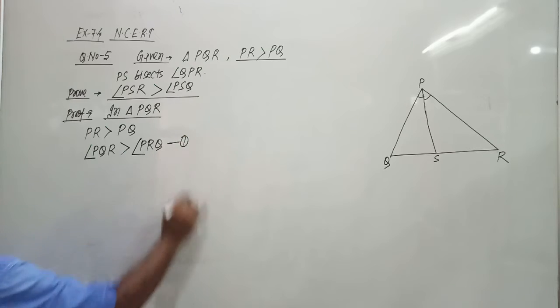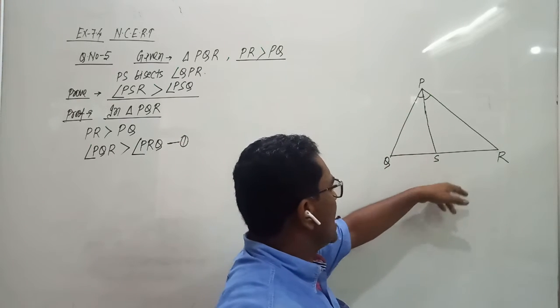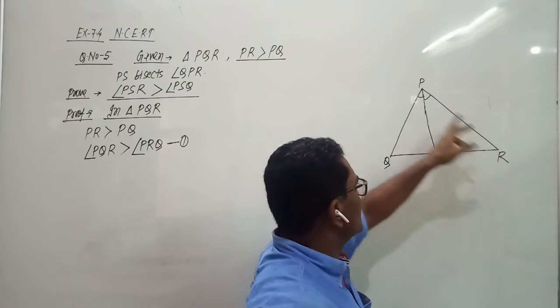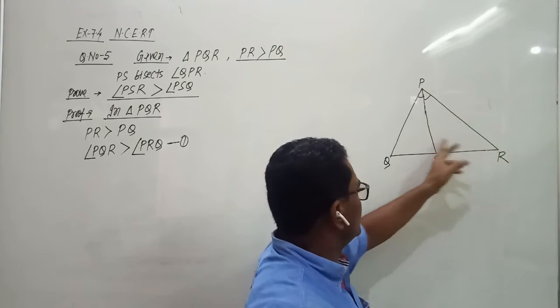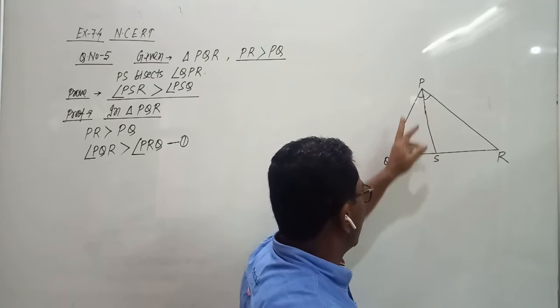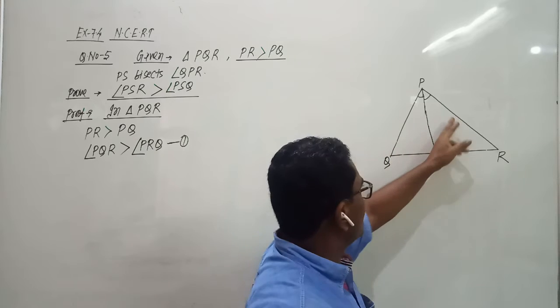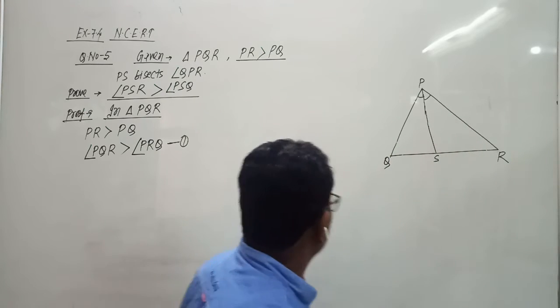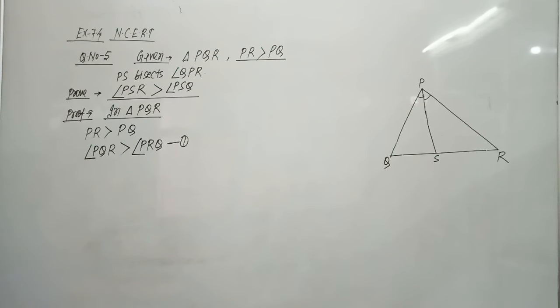First equation. We have taken triangle PQR in which it is given that PR is greater than PQ. So the angle opposite to side PR is angle PQR, and the angle opposite to side PQ is angle PRQ. So the first equation we get: angle PQR is greater than angle PRQ.